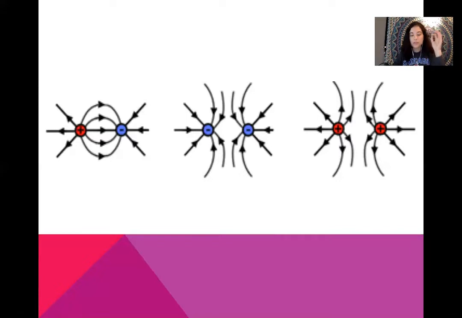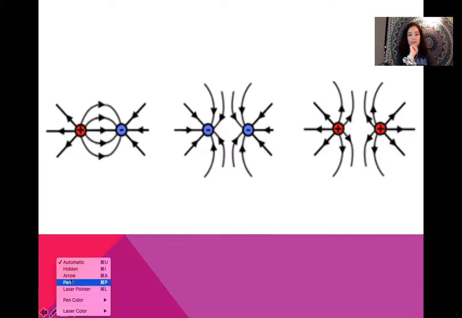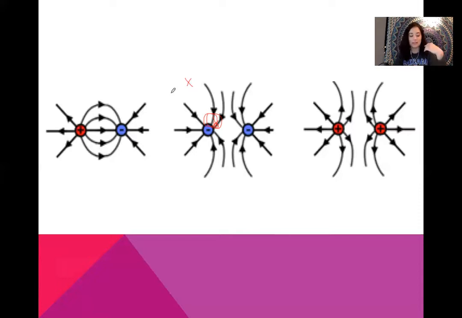Now, closer lines means that we have a stronger field. Basically, the closer you get to the charge, the stronger the field's going to be because you're closer to more of those electric field lines. If I were to place myself right here, I am super close to two field lines versus if I point myself over here, I'm a lot farther away from both of those field lines. So I experience a weaker electric field.